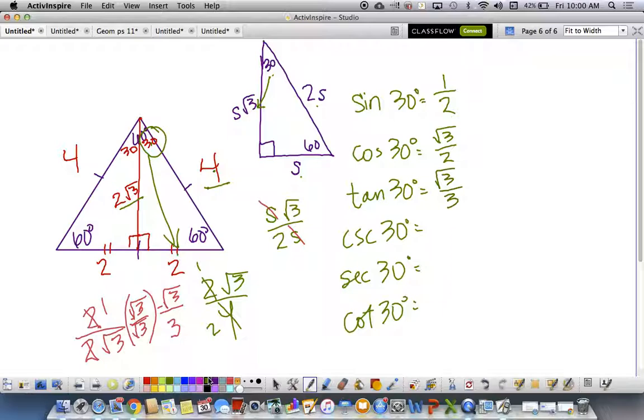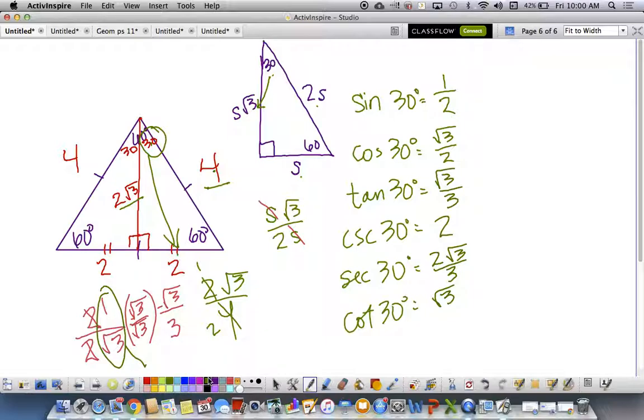All right, can you give me the next three? What is cosecant 30? You're flipping sine, so it's simply 2. What about secant 30? You have to flip and rationalize. What about cotangent? It's square root of 3 over 1, or just square root of 3.